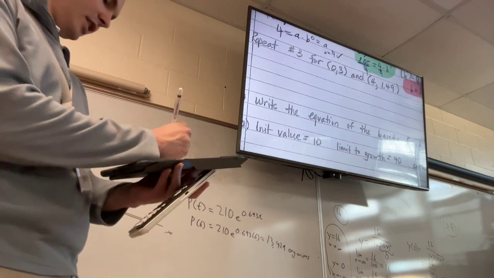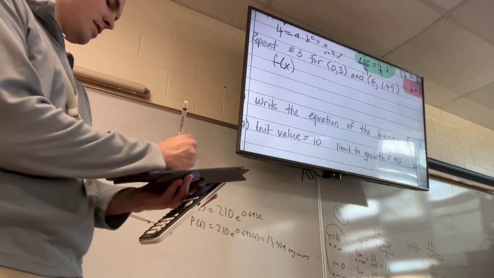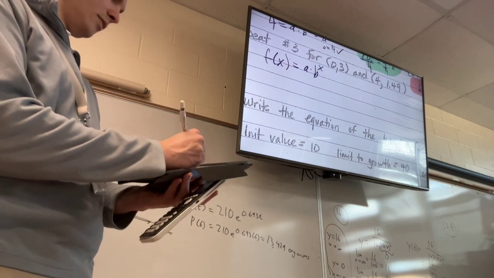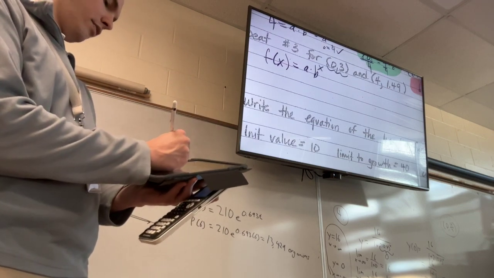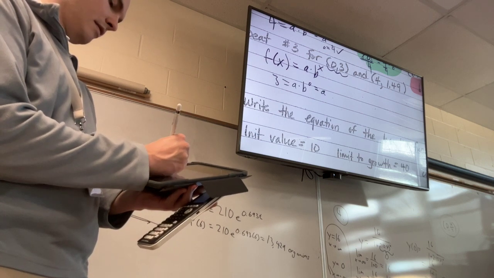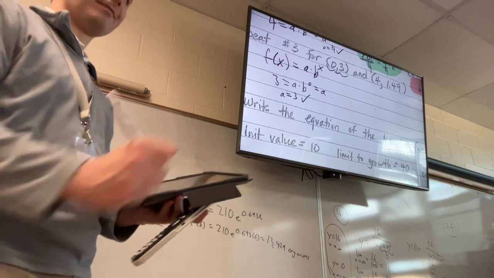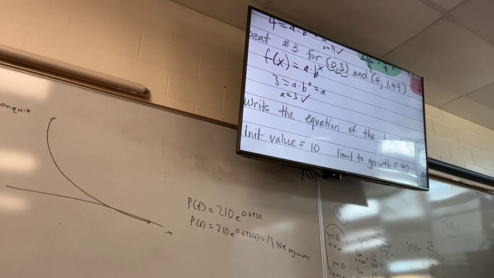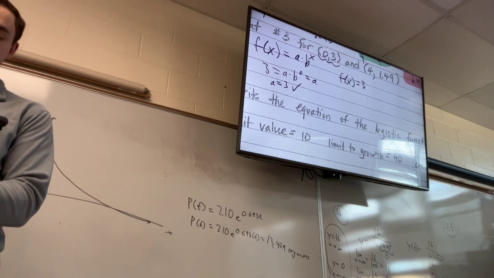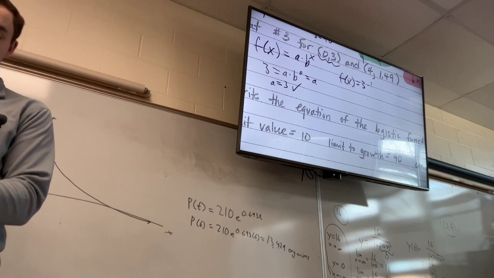Okay, so we start with the general form of an exponential. To get a, we use this initial point here. So we know 3 equals a times b to the 0. B to the 0 is 1, so this is just equal to a. So a equals 3. Okay, plug that in. We have f of x equals 3 times b to the x.